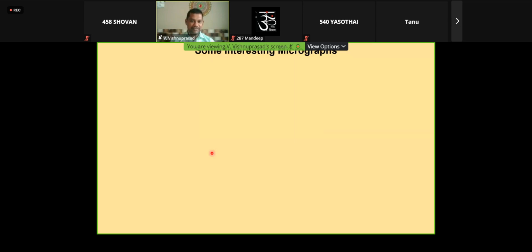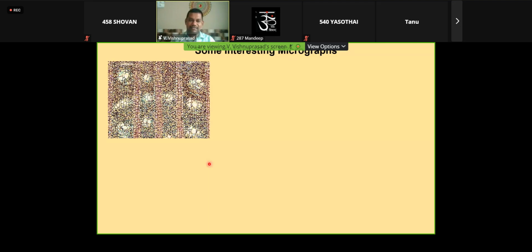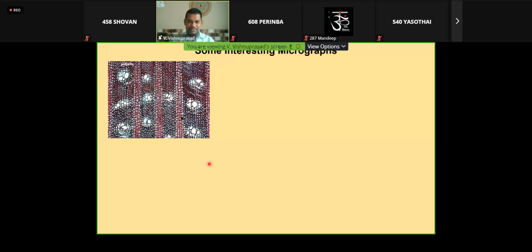So these are some interesting micrographs which I thought I could share with all of you, right? Just some random pictures, you don't need to know the name of the species. So here, this was the section. You can see how beautifully the vessels are present in clusters, aggregates of vessels. And the ray parenchyma seems to be highly multiseriate, right? So from a cross section, you can make it out.